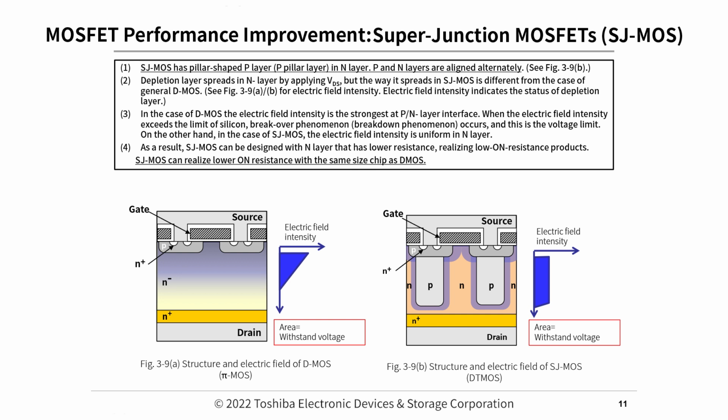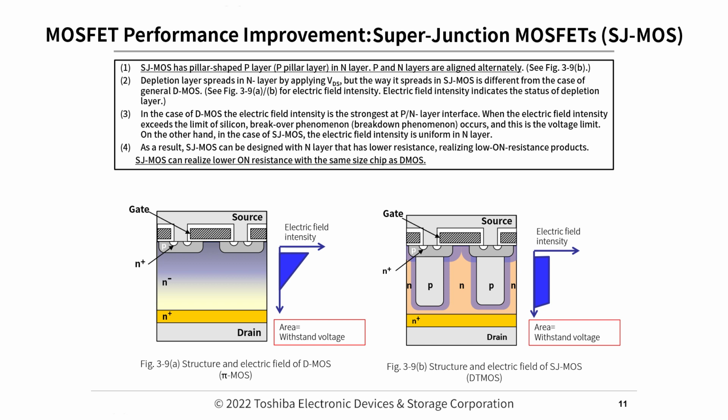MOSFET performance improvement, superjunction MOSFETs. SJ-MOS. 1. SJ-MOS has pillar-shaped P layer, P pillar layer, in N layer. P and N layers are aligned alternately. 2. Depletion layer spreads in an N layer by applying VDS, but the way it spreads in SJ-MOS is different from the case of general DMOS.